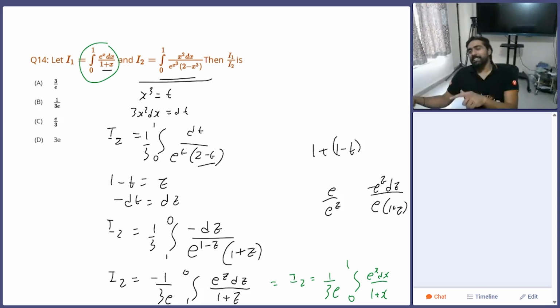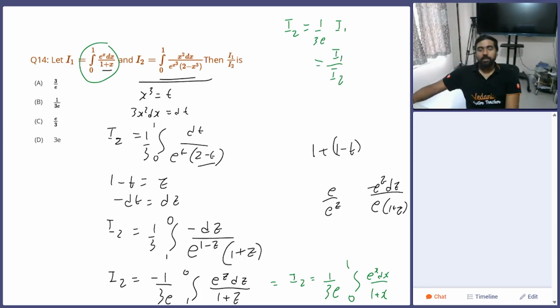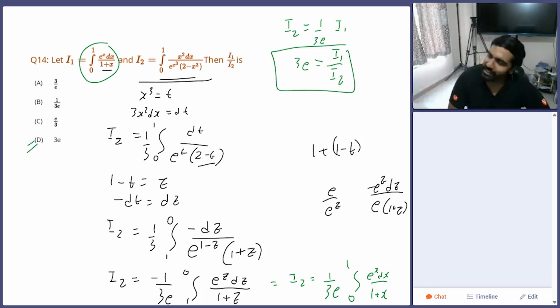What is this? E power x dx upon 1 plus x? That's nothing but your I1. So you have I2 equals 1 upon 3e I1. Question is I1 upon I2. What will that be equal to? 3e. That is equal to option D, 3e, the answer for this question.